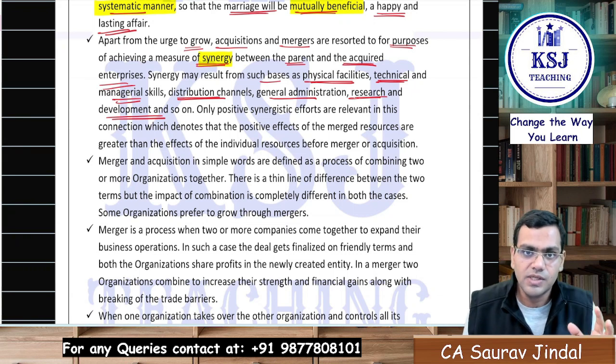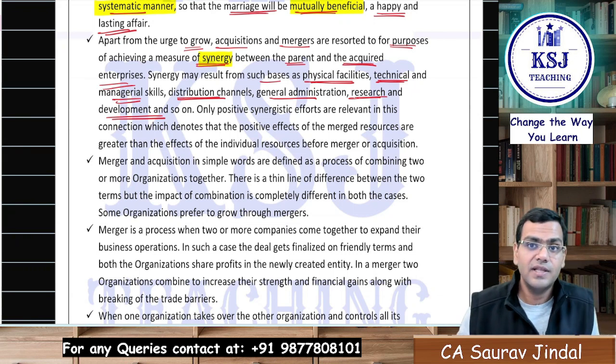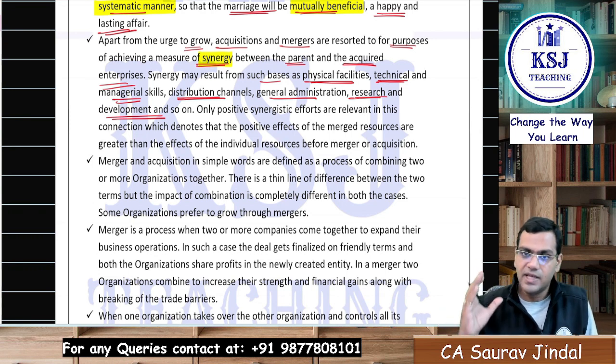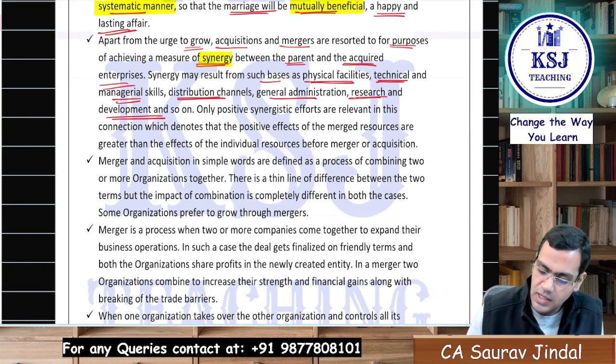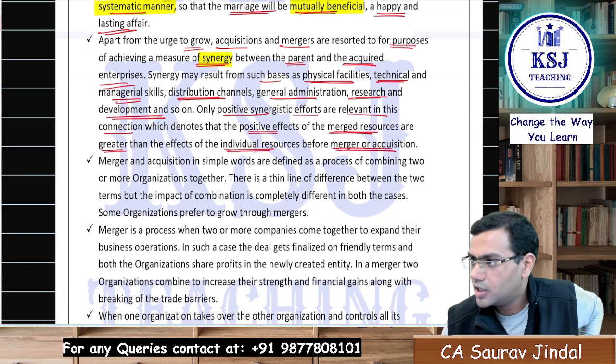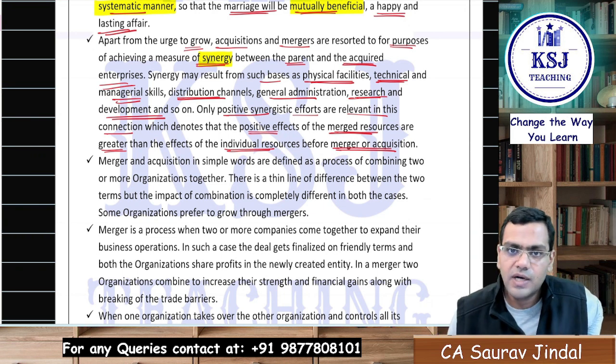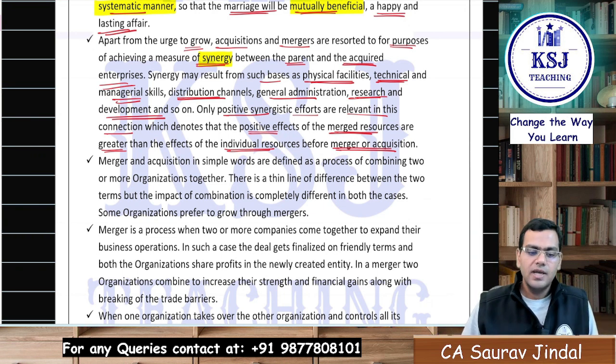Because some of the resources, some of the skills will be better available with ABC Limited and some will be better available with XYZ Limited. So when you combine the two betters, you get the best, right? Only the positive synergistic effects are relevant in this connection, which denotes that the positive effects of the merged resources are greater than the effects of individual resources before merger and acquisition, right? So instead of working individually, they decided to merge, and the benefits of the merged entity will be much greater than what they were individually achieving, right?